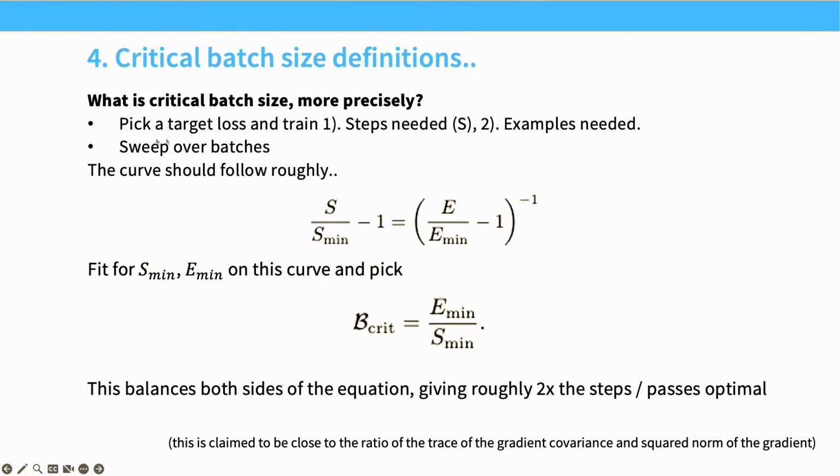So what you do is first, you pick a target loss. Target loss might be some number that you want to hit. So your goal is to hit this target loss as quickly as possible, right? That's my goal right now.